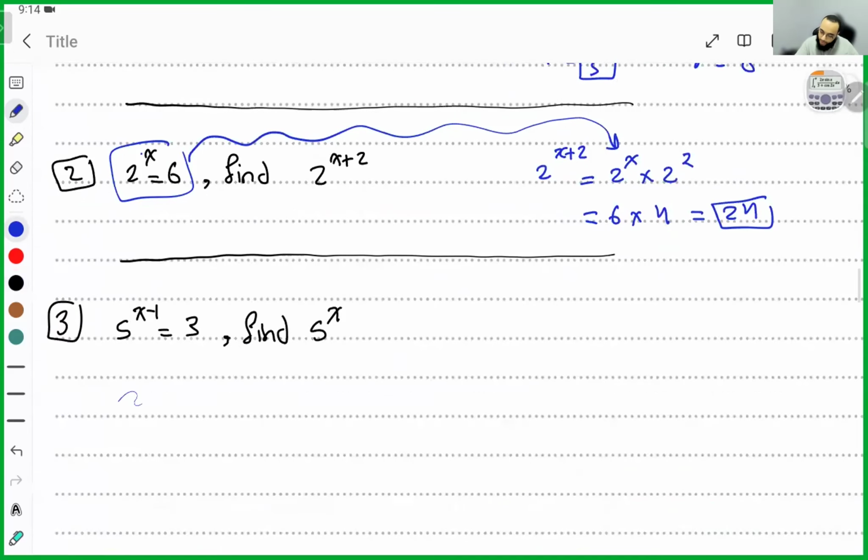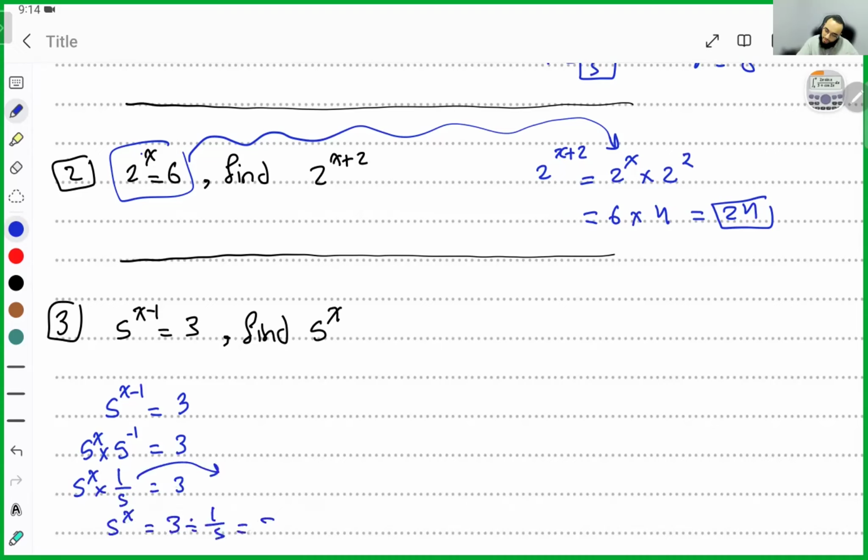You know, 5 power of x minus 1 equals 3. I'll decompose it into 5 power of x times 5 power of negative 1, which is 1 over 5. And the 1 over 5, you can move to the other hand side with division.